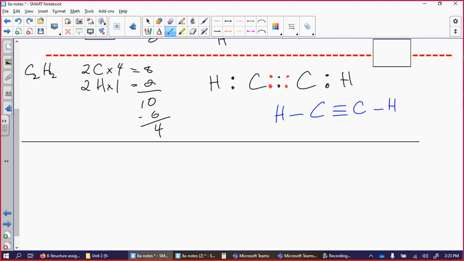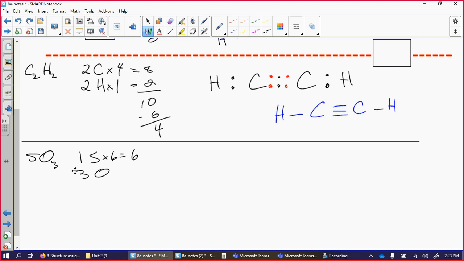So SO3. 1 sulfur is 6. 3 oxygens, 3 sixes are 18, so that's 24. Sulfur is going to be in the middle because it's the least electronegative. O, O, O.